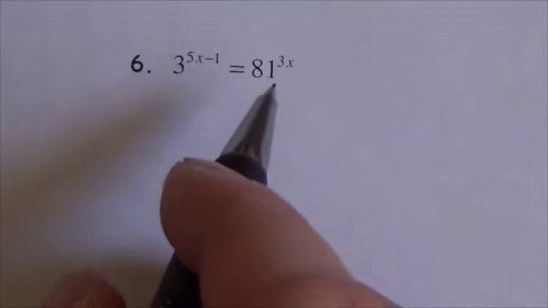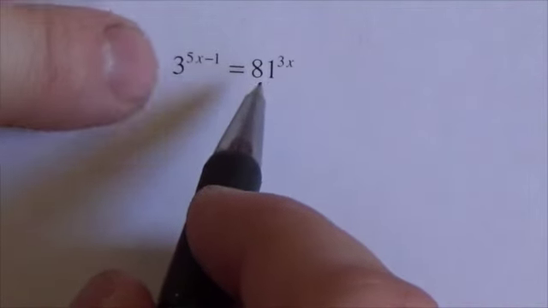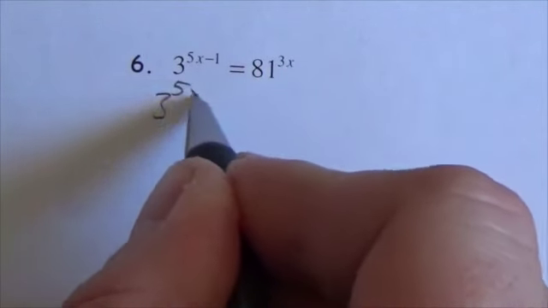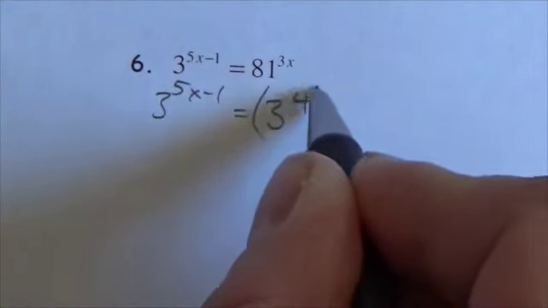Okay, here we go. Power equals power. Again, looking at the bases, I can see 3 is as simple as it's going to get. But 81 is itself a power of 3, and we've already played with this a couple of times. That's going to be 3 to the 4th.